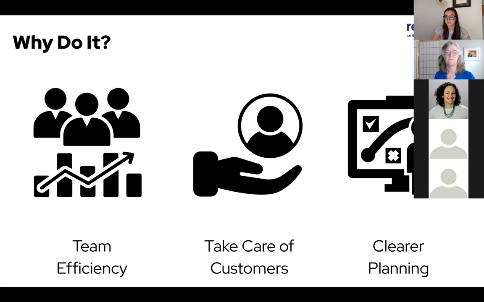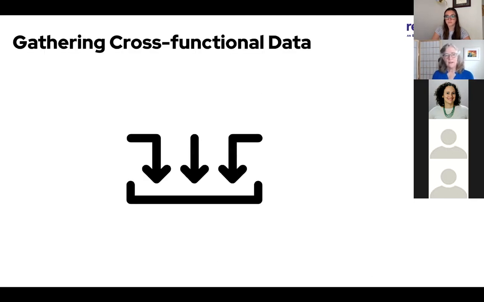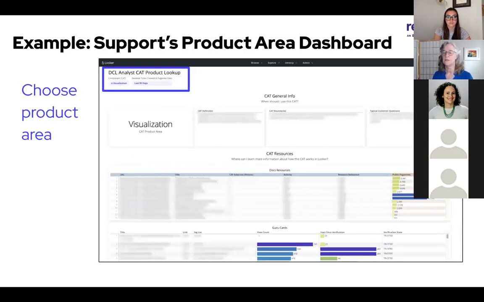And we hope then it also takes care of our customers, and clearer planning helps people, it's great data for new projects. So one of the things it allows you to do, and this is easier to visualize, gathers cross-functional data together in the same place as needed. And that's what I'll show you first, one of the results of this, which is a dashboard for support, which we call the Department of Customer Love. And this is the top of that dashboard. The analyst, and frankly, other people use it as well, but support analysts pick the product area they want. In this case, the person has chosen visualization.